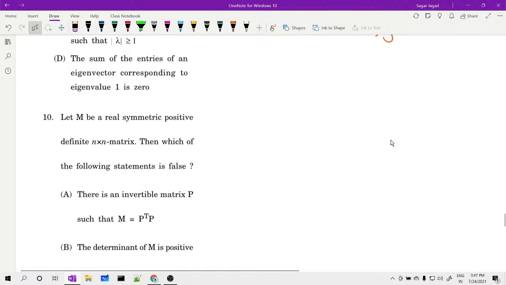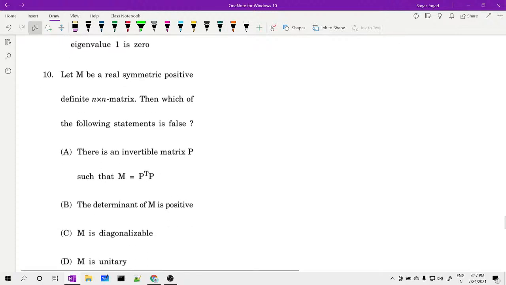Let M be a real symmetric positive definite n cross n matrix. Which of the following statements is false? The determinant of M is positive. Since all the eigenvalues are positive, the determinant should be positive. It is always diagonalizable. It is a symmetric matrix, so it is always diagonalizable. A real symmetric positive definite matrix is a unitary matrix. Unitary means what? It means A into A transpose should be equal to identity.